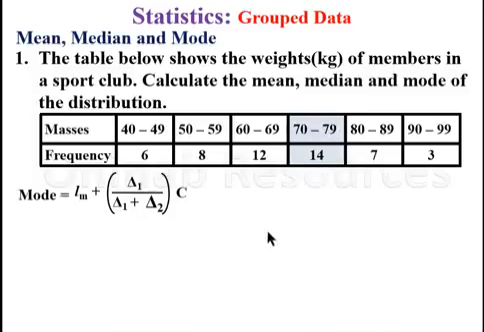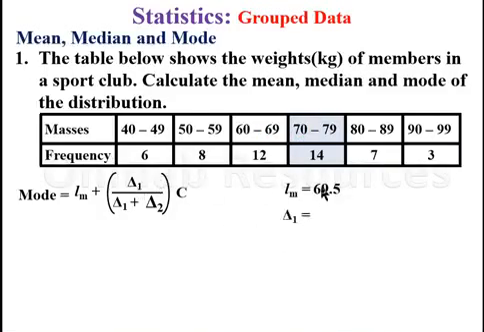So for the modal class, we look for LM. LM is the lower class boundary of the modal class. To get that again, we consider the lower limit of the modal class and the upper limit of the class before it. Since it is arranged in ascending order, it's before it. So we have 69 plus 70 divided by 2. It gives 69.5.